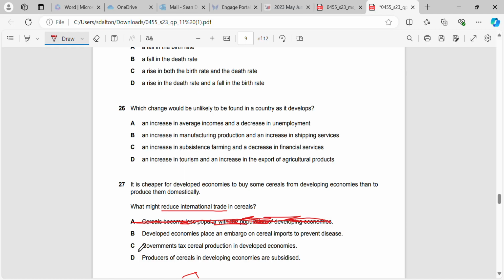Governments tax cereal production in developing economies, or producers of cereals in developing economies are subsidized. This is again only going to affect the developing economy themselves. It may allow for them to increase their exports. Therefore, that would increase international trade.